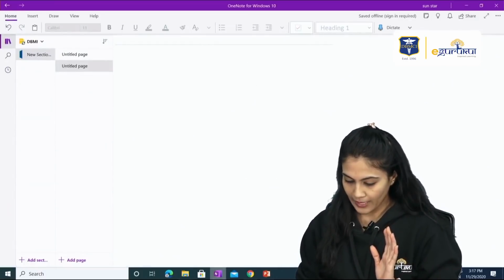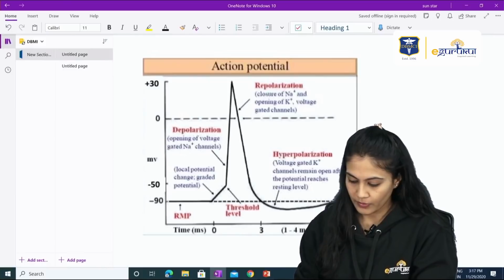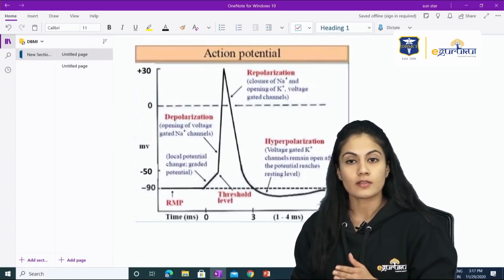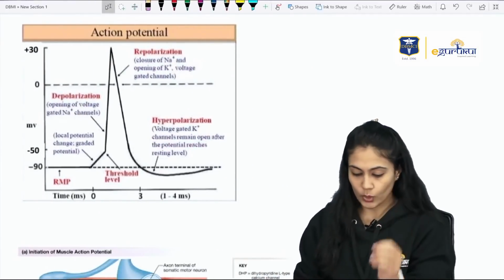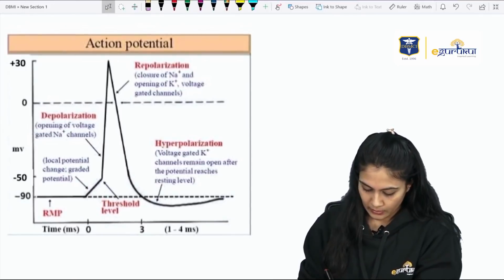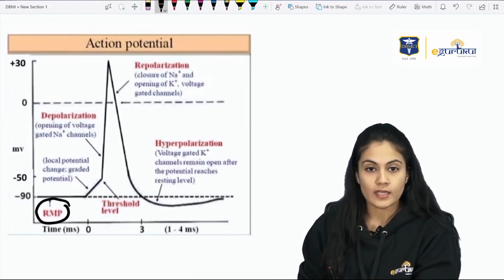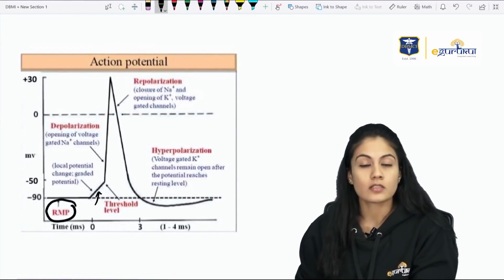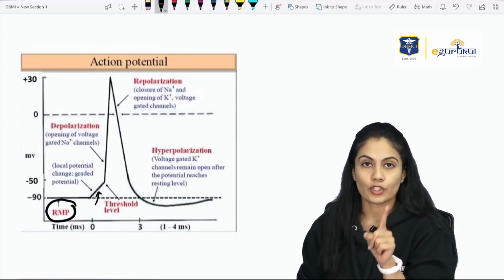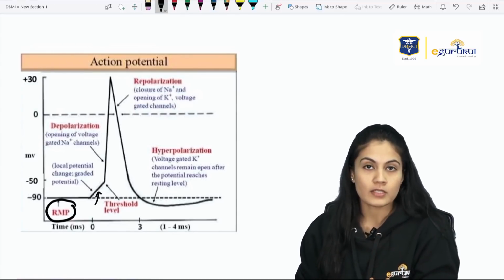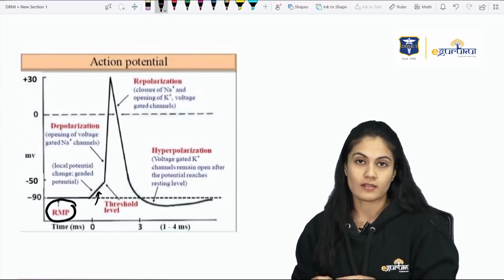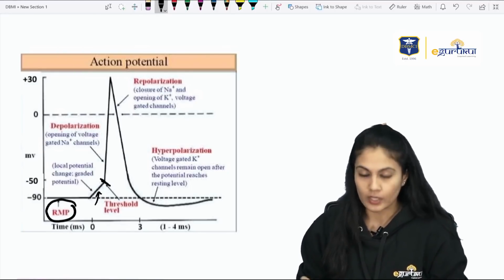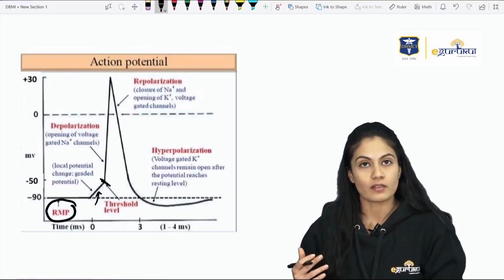Let's look at the diagram once, so it will be very clear. This is the action potential in the skeletal muscle. What we can see is that the RMP is shown, and next to that the depolarization has started, but the spike potential is not yet reached. That means the maximum number of sodium channels are not yet open. As soon as it reaches the threshold, the maximum number of sodium channels will open up.